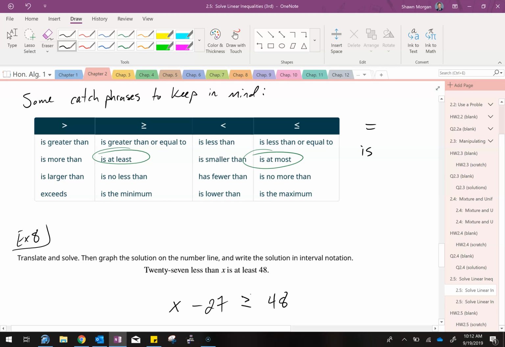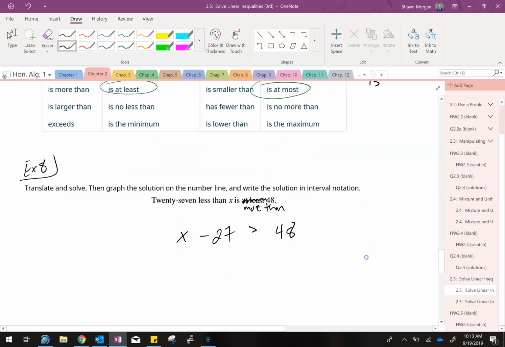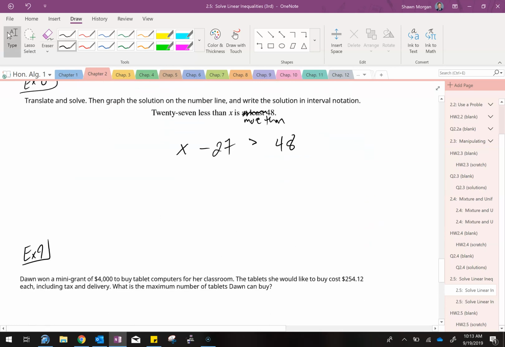What if it said 27 less than x is more than 48? What would I change about my answer? Landon? Less than or equal to. Yeah, I would just make it strictly greater than. If instead of at least, that expression was is more than 48 or is greater, they probably wouldn't come right out and say is greater than, because that tips you off to what you're using. But all right, so example 8, pretty straightforward translation.